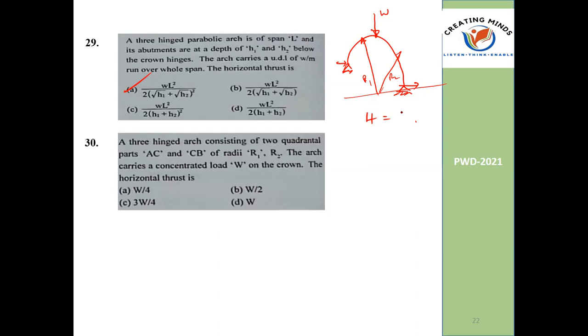Yes, any guesses? W by 2. Yes, very good. It's W by 2. Let's try to remember this. The previous one is W L square divided by 2 into square root of H1 plus H2 whole square. Here in this case, with the concentrated load, it is capital W divided by 2. That's all, for different levels, R1, R2. Okay.